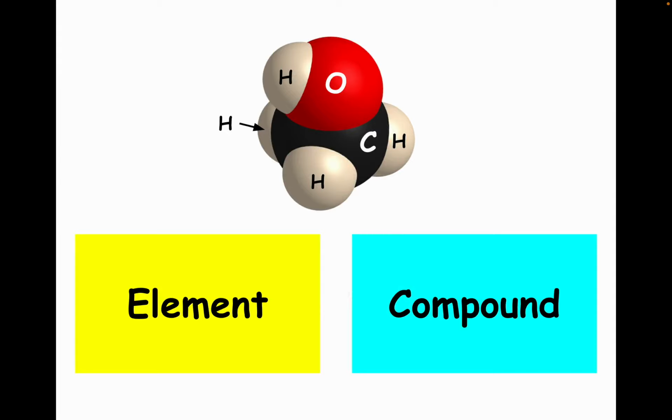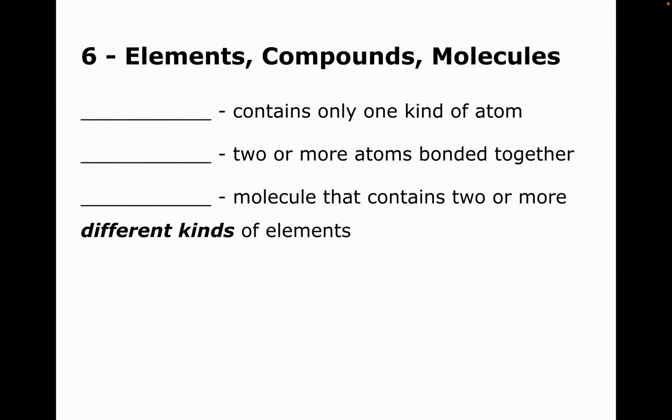All right, and I love this one. I think it looks like a little duck. This one is a compound. Good, because we have lots of different kinds of atoms making this molecule. All right, now you should be able to complete your notes. So if it contains only one kind of atom, that's an element. If it's two or more atoms bonded together, that is a molecule. And if it is a molecule that contains two or more different kinds of elements, that is a compound.